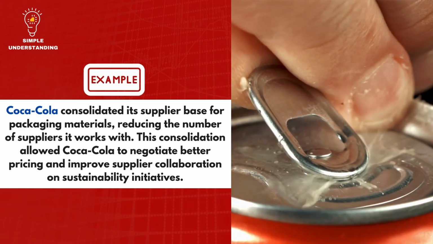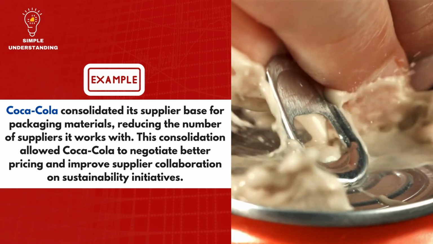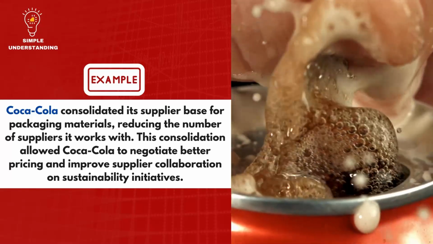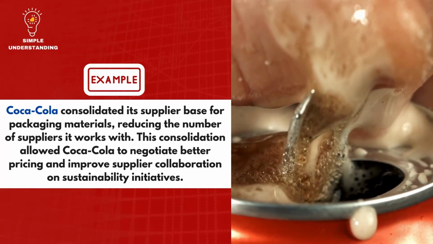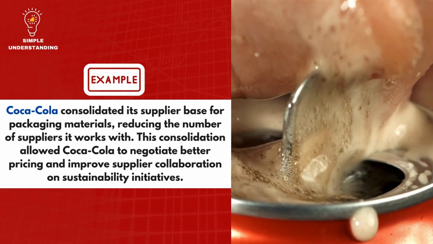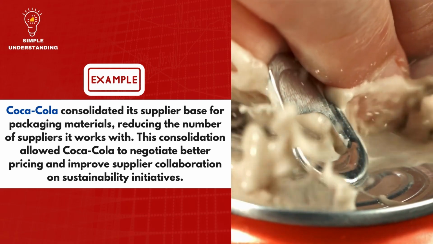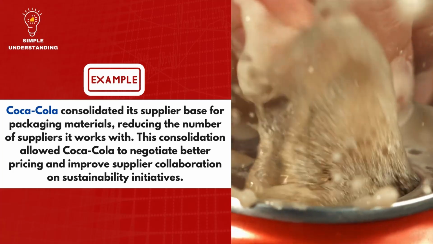Real company example. Coca-Cola consolidated its supplier base for packaging materials, reducing the number of suppliers it works with. This consolidation allowed Coca-Cola to negotiate better pricing and improve supplier collaboration on sustainability initiatives.